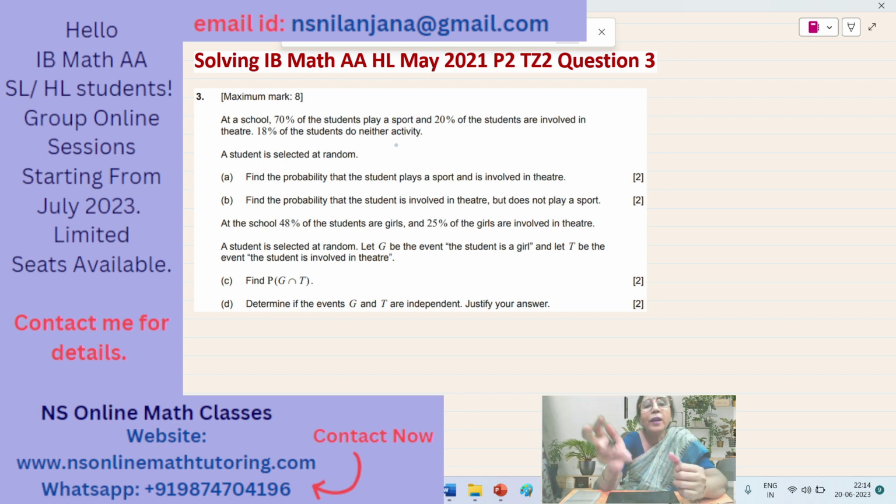Okay. So over here, since the percentages are given, the total percentage is obviously 100%. So 70% of the students play a sport and 20% of the students are involved in a theater. So total is 90%. And 18% of the students do neither activity. It is becoming 108%, which is not possible. That means there are students who are engaged in both the activities. They play a sport and they are also involved in a theater.